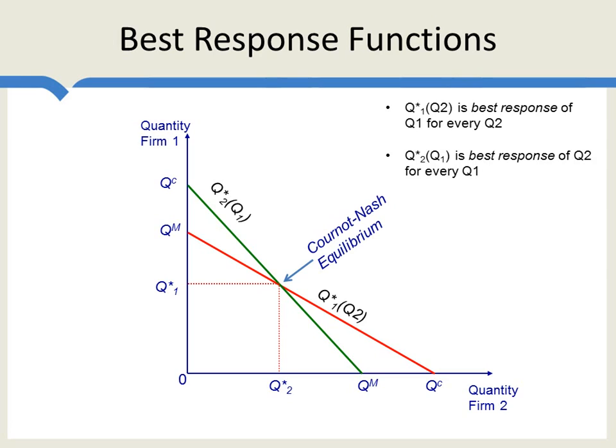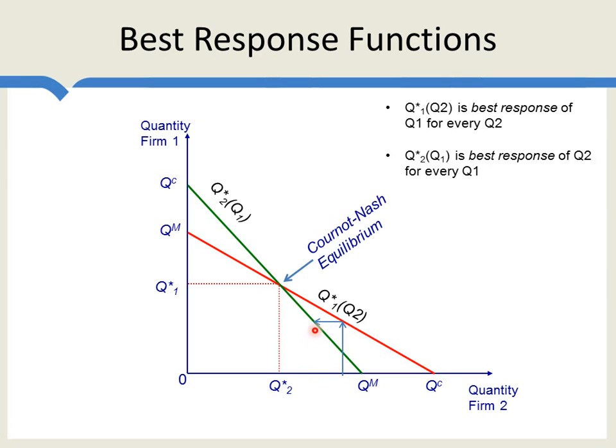Let's take a look. So for example, suppose that firm 2 were to produce this amount of output. What's the best response of firm 1? Well, we read the best response of firm 1 on the red line. It's this amount right here. And now let's consider if firm 1 produces this amount, what's the best response of firm 2? Well, we read that off the green line. That tells us that firm 2's best response is right here.